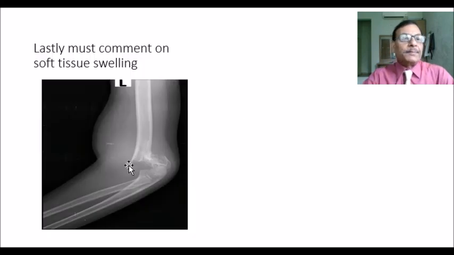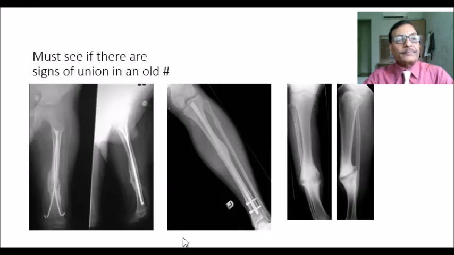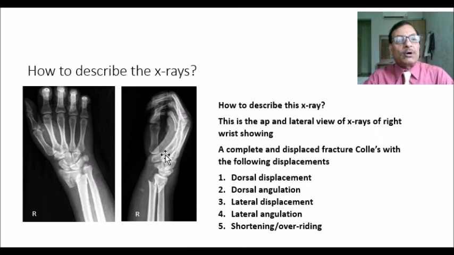And we must ascertain soft tissue swelling. So here there is a soft tissue swelling. And in late cases, where the X-ray has been done after a few weeks or after a few months, we must ascertain whether callus formation is there or not, or whether there is any sign of union. So we can see full union here, the fracture site is still not breached. Union has taken place. So how to describe the X-rays?